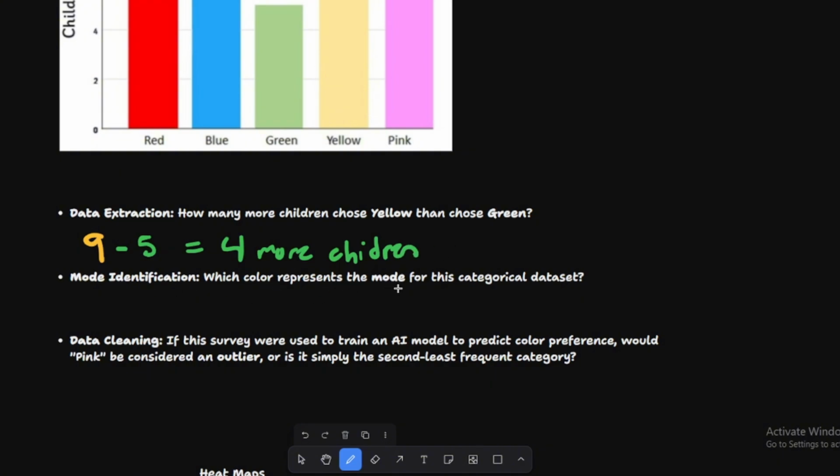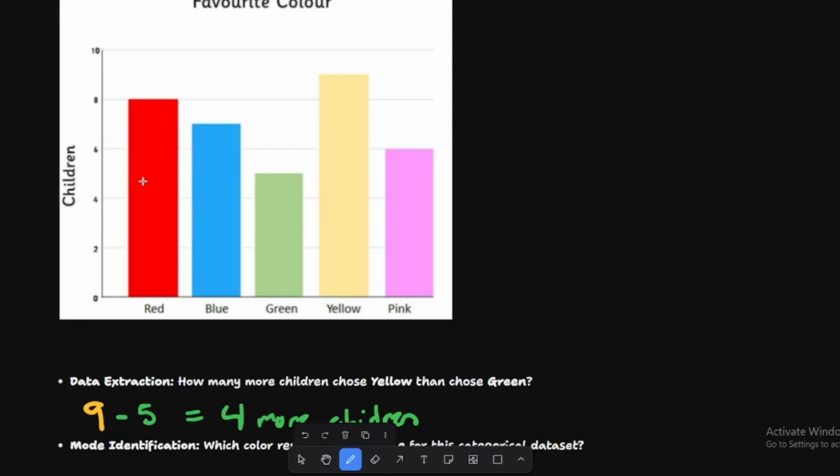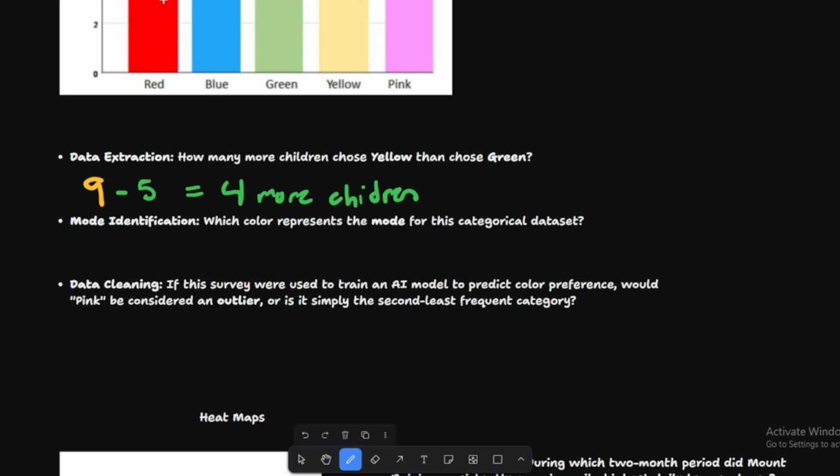Which color represents the mode for this categorical data set? In our last video, we talked about mode being the most frequently shown data point. So let's see which color is most frequent. Or to put it in simpler terms, let's see which color has the most children having it as their favorite. Yellow looks like there are 9 children having it as their favorite, which is the highest of all. So that means yellow represents the mode.